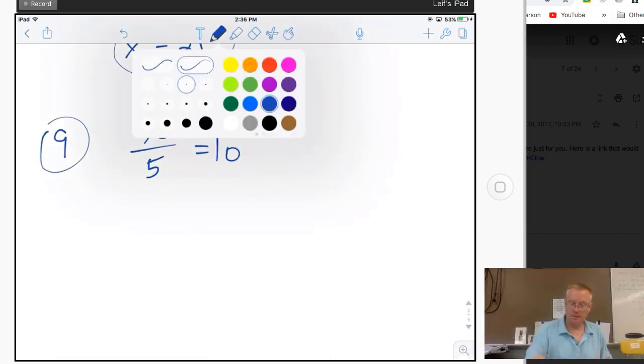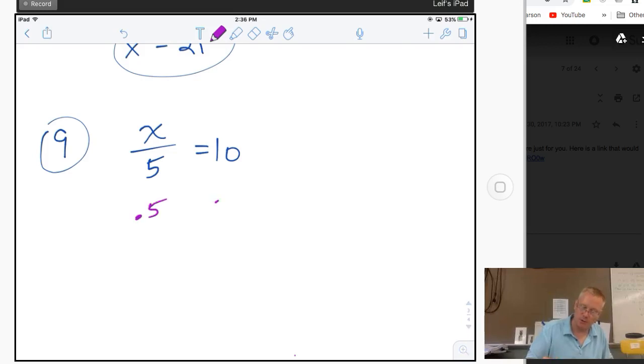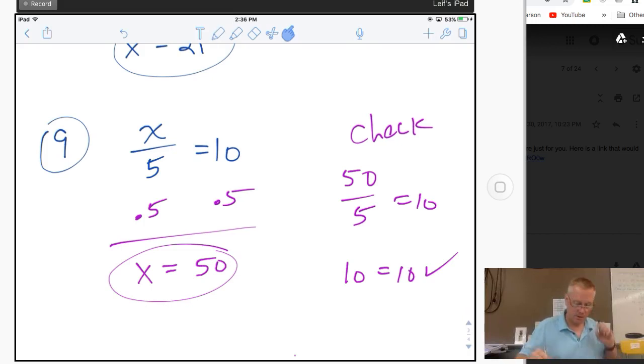Remember, when there's a denominator like that, that's division, right? Divide by 5. What's the opposite of dividing by 5? That would be multiplying by 5. So I get x equals 50. I mean, you can always check these too. When I take 50 and I divide it by 5, do you get 10? In this case, yeah, you do. All right.